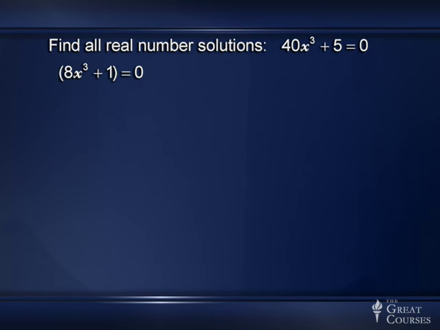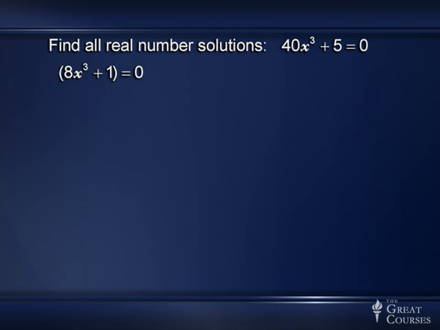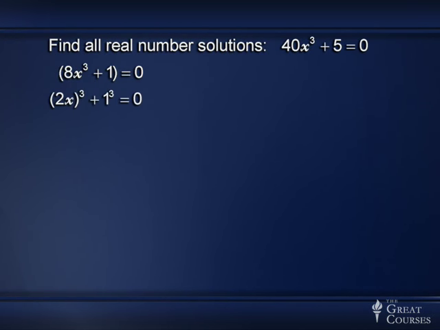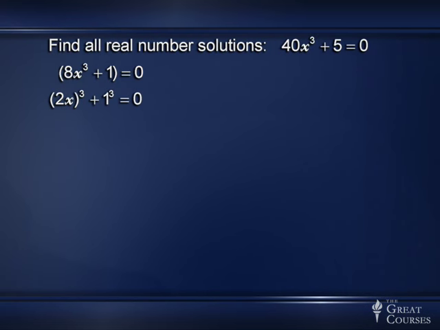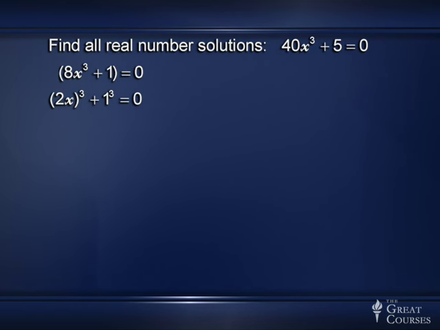And that means 8x cubed is the same as (2x) cubed. Therefore, my equation really is the sum of two cubes. It's (2x) cubed plus 1 cubed. And if I just let a equal 2x and let b equal 1, then I really have a sum of two cubes, and I can use the formula that I showed you a few minutes ago.